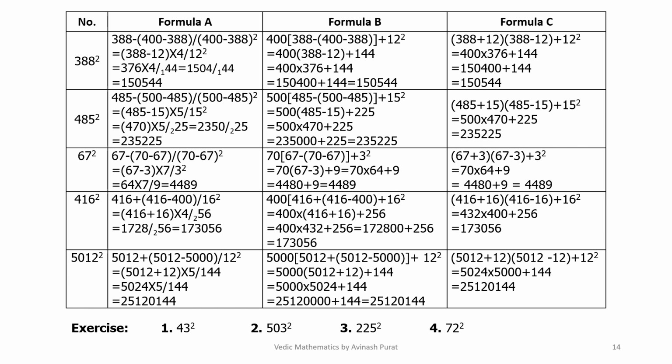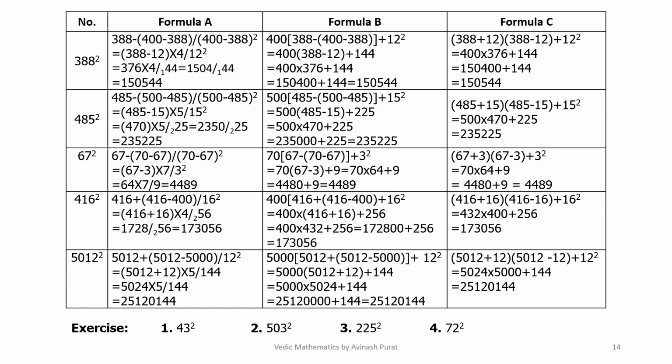The last example, 5012 square. So 5012 plus (5012 minus 5000) stroke 12 square, equal to 5012 plus 12 multiplied by 5 stroke 144. So 5024 multiplied by 5 stroke 144, that is 25120 stroke 144.